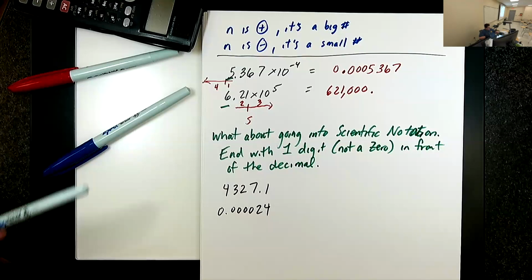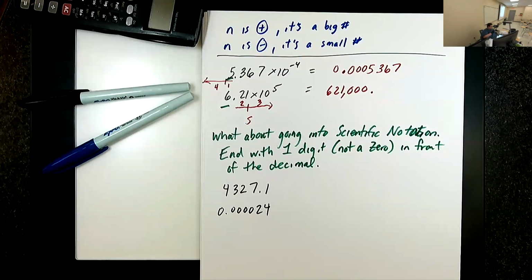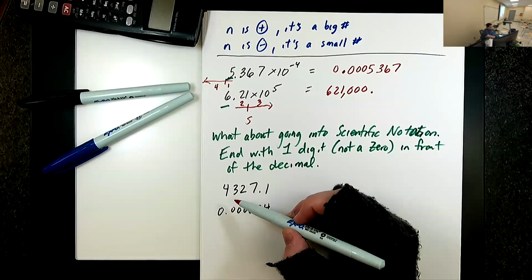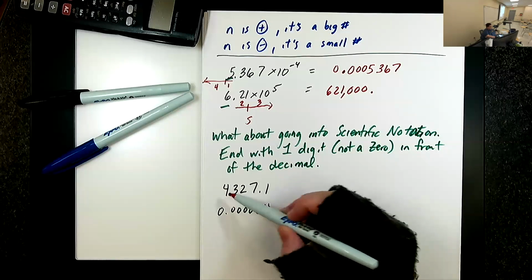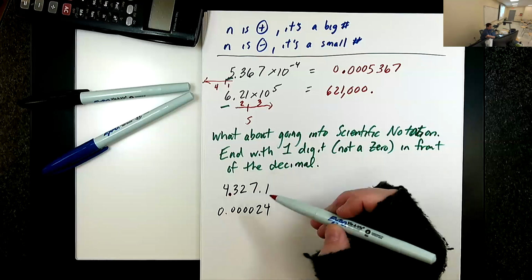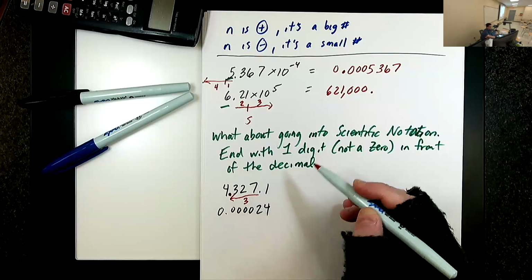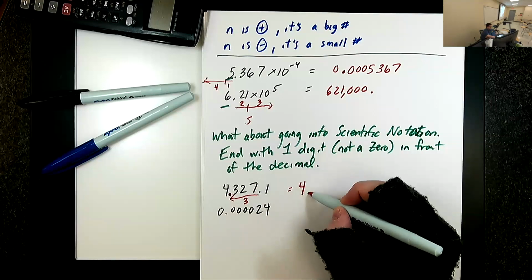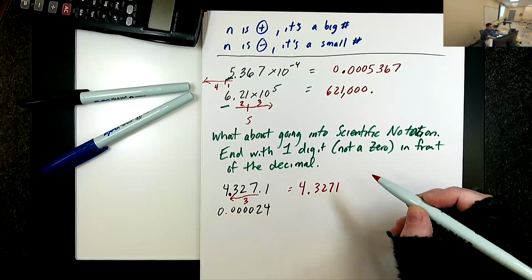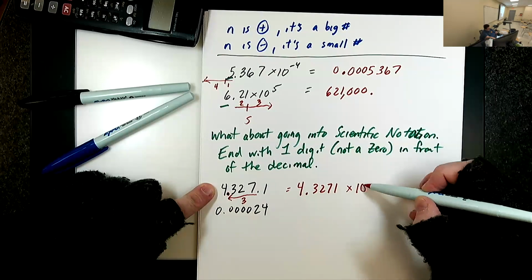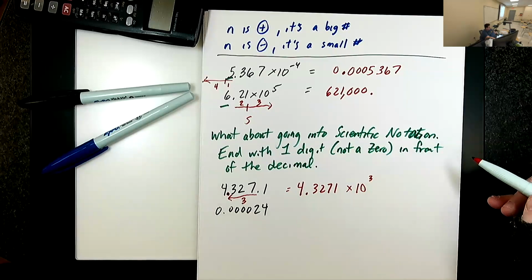Maybe I should walk you through the first set. I want to end up with only 1 number in front of the decimal, means I want the decimal there, which means I need to move it that way 3 steps. If I move it 3 steps to the left, 4,000 was a big number, so that's going to give me a positive exponent.